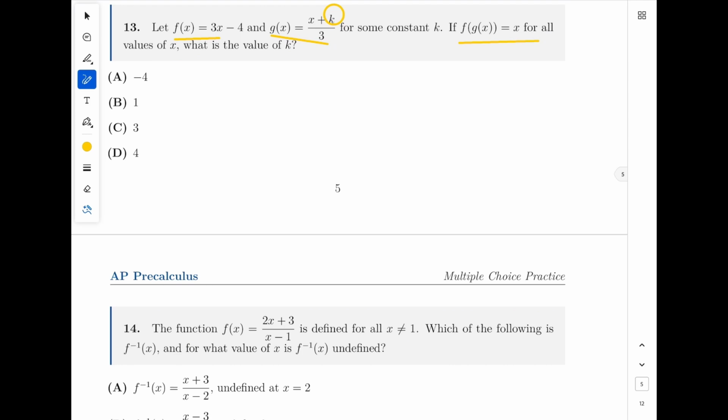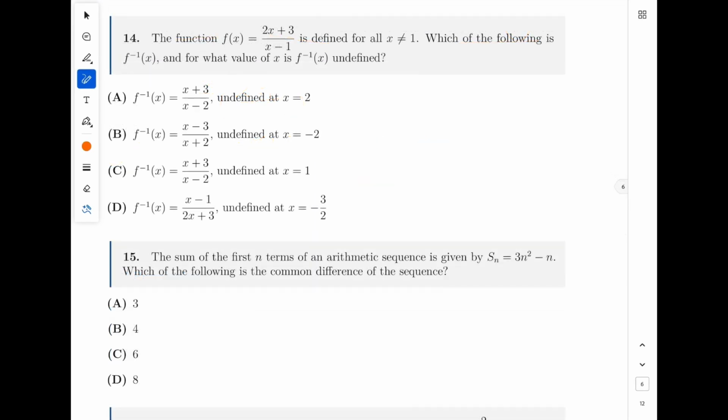So simply, without giving it a lot of thought, you just have f of g of x, which is 3 into, now instead of putting x, you put in g of x, which is x plus k over 3 minus 4, and this is equal to x. So this is x plus k minus 4 is equal to x. You subtract x from both sides and you're left with k equal to 4, so the value of k is 4. Easy.